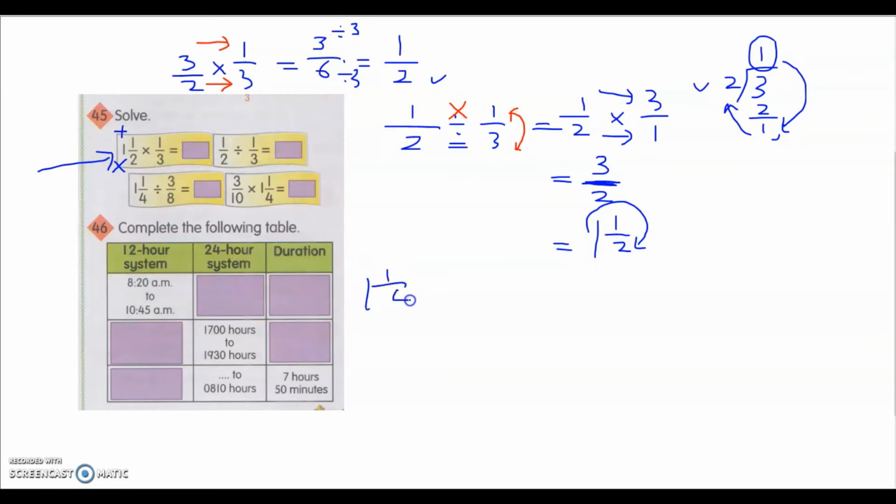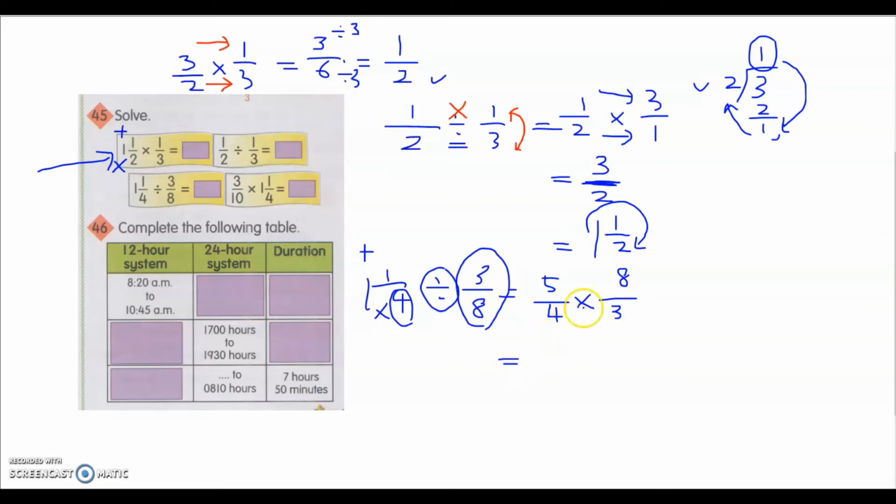Okay, then the next one, 1 1/4 divided by 3 over 8. So mixed number, we change it to improper fraction first. We times and then we plus. So 4 times 1 is 4. 4 plus 1 is 5. So 5 on top. The bottom doesn't change. The bottom is still 4. And then divide, we change to times. When we change to times, the second fraction, we need to flip it. Okay, terbalikkan. So 8 comes up, 3 goes down.